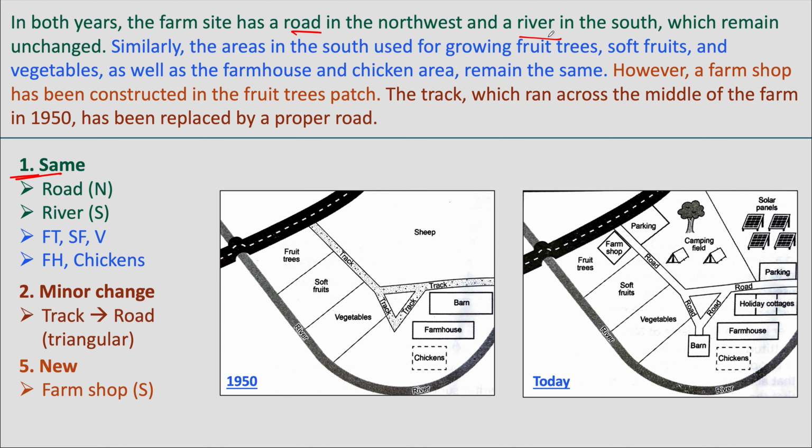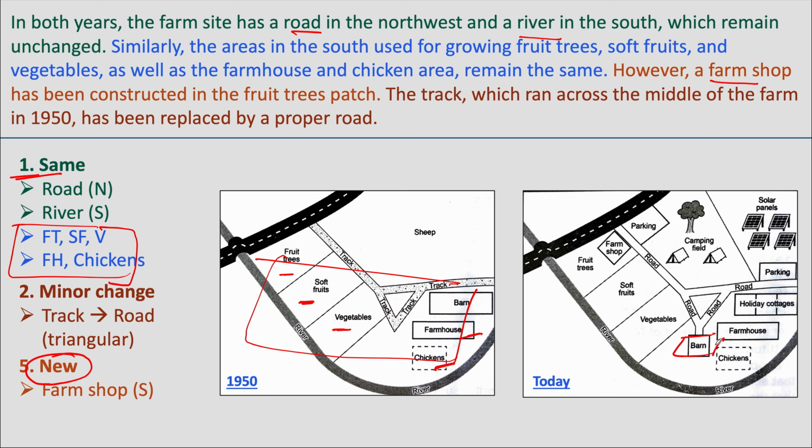After that, we mention the southern part of the farm, where these five things are the same: fruit trees, soft fruits, vegetables, farmhouse, and chicken area. All remain the same. You'll also notice that I've included one new feature, the farm shop. You could choose to write this in the next paragraph with the other major changes, and that would also be fine. I've placed it here because it is located in the same southern area, which makes the description easier to follow.